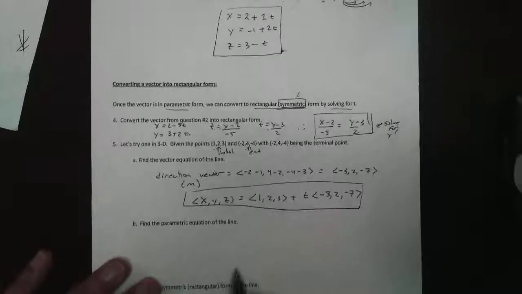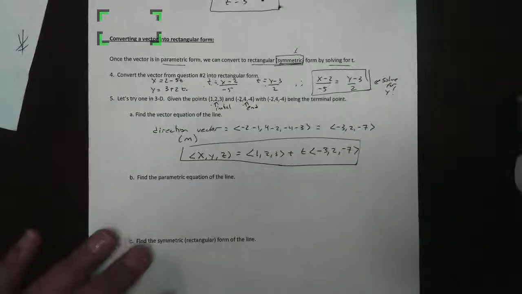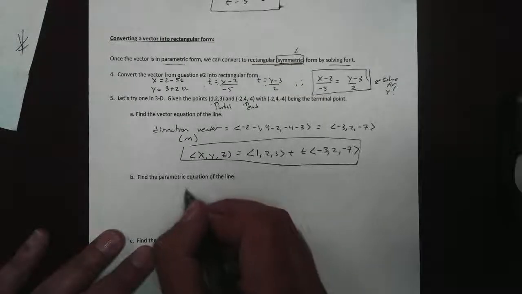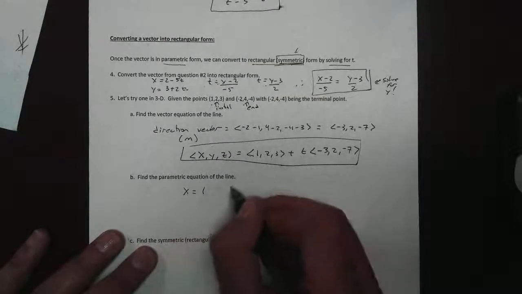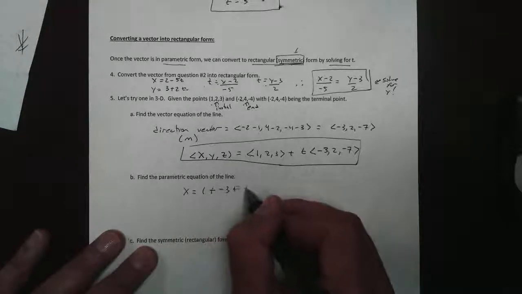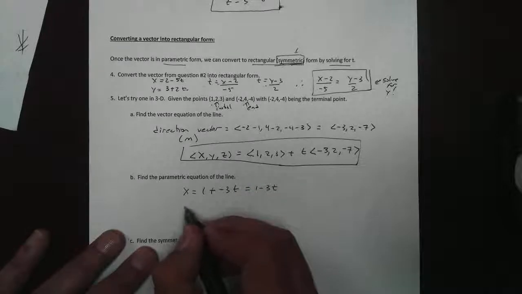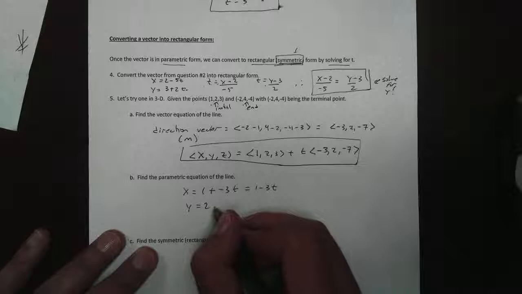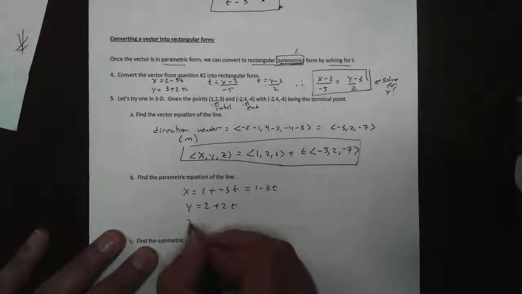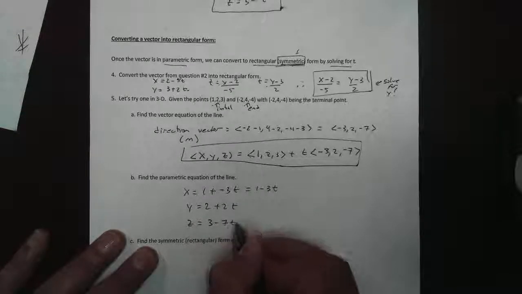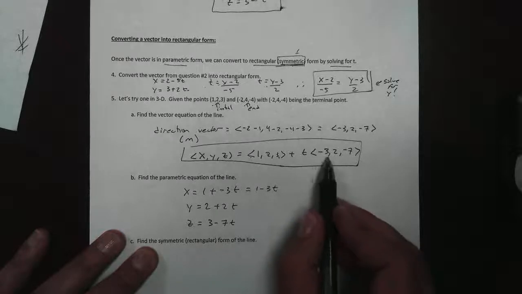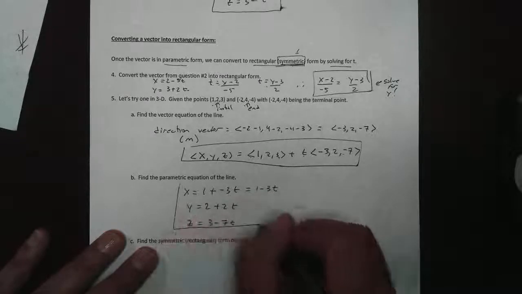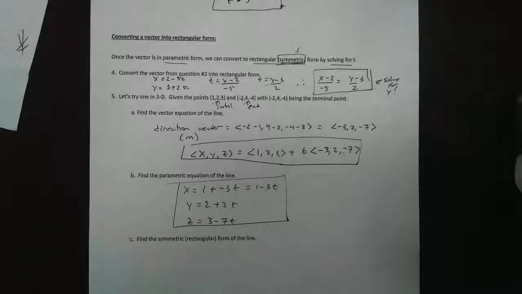Next, we're going to write this in parametric form. And again, that's super easy. X equals 1 plus, this becomes negative 3t. And if you want to do 1 minus 3t, that's cool too. Y equals 2 plus 2t. And z therefore would equal 3 minus 7t. So there's our parametric forms of our line.